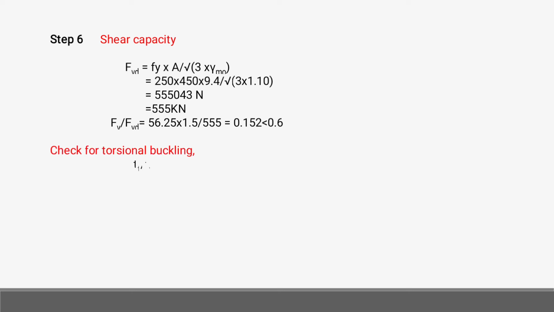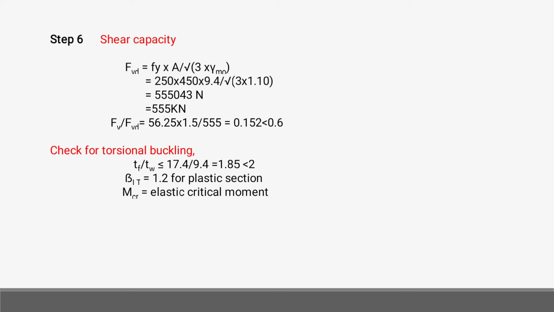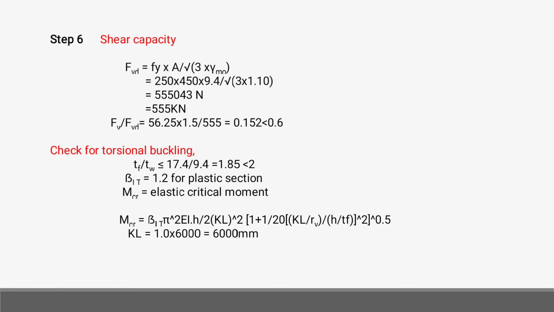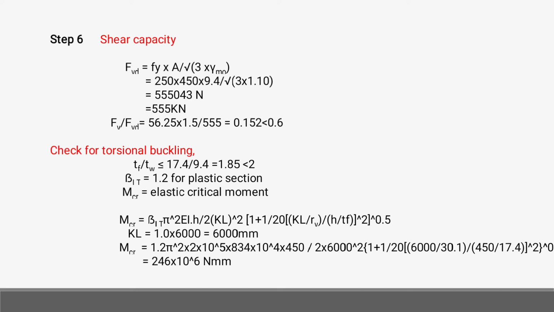Check for torsional buckling. Tf divided by Tw is less than 17.4, and 9.4 is less than 2, which is 1.85. So βLT is equal to 1.2 for a plastic section. MCR is the elastic critical moment. You can apply all the values directly. KL is equal to 1.0 into 6000, which is 6000 mm. So MCR is 1.2 into π squared divided by 2 into 10 power 5, equal to 246 into 10 power 6 Newton mm.